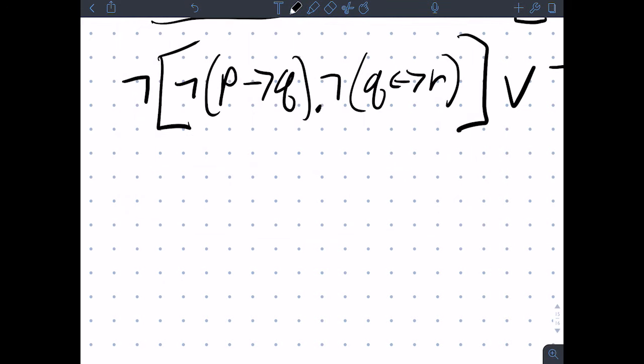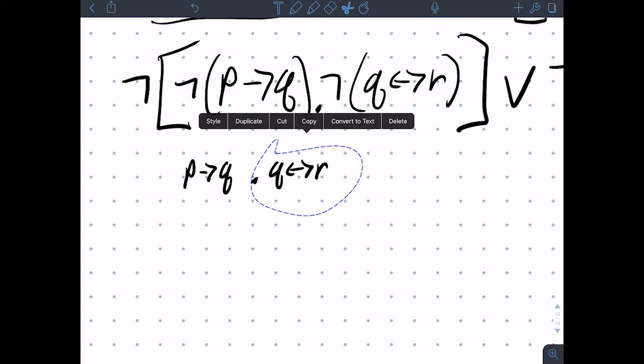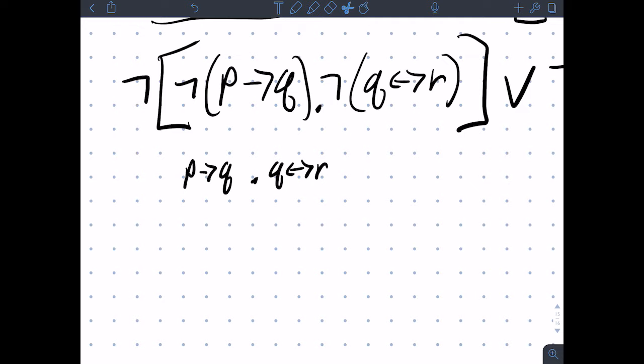So we do that and we get not, if P then Q, and not, Q if and only if R, right? But because we know that double negations cancel out, we can just go right from that to this. So now we have, this is another conjunction, right? Oh, wait, no, it's not. Sorry, I screwed up. That should be an or. Right, so we have an alternation of a conditional and a biconditional.